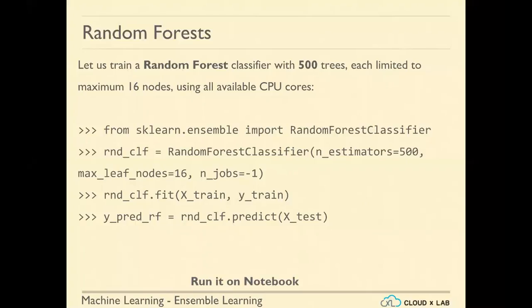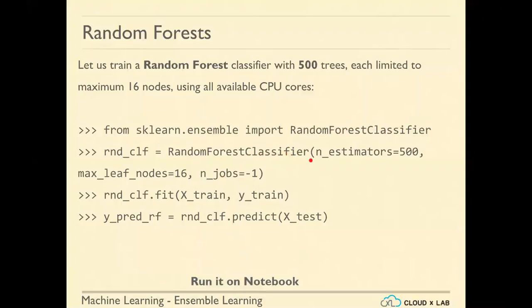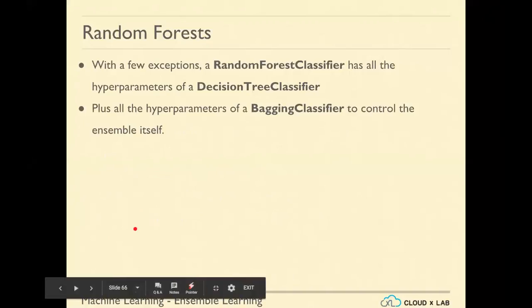Now, let's train a random forest classifier with 500 trees, each limited to a maximum of 16 nodes and using all available CPUs. Here we import this, and then we define this random forest classifier with number of estimators 500, max nodes 16, and number of jobs -1, meaning all available CPUs. So this is the method. Now all we have to do is call fit on this, and then predict on the data. This is the result, and let's take a look at it.